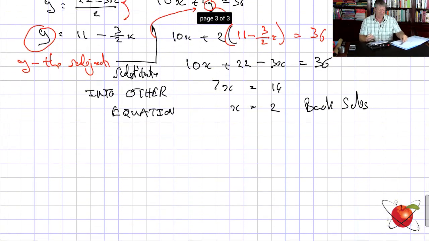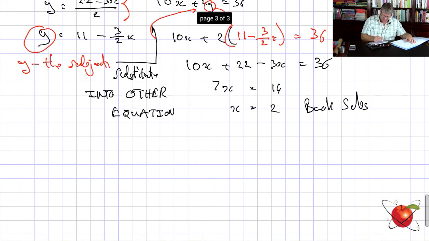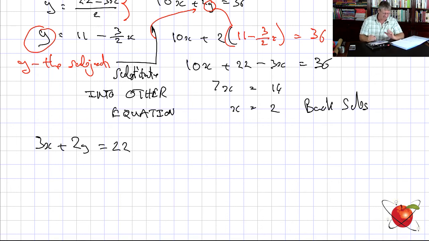Straightforward. This substitution method is very useful in equations we're going to do later on, right? Now, when you're doing a substitution, pick the equation that tries to keep away from fractions, okay? It's not always possible, but for example, if you had something like this, let us say we had our equations of 3x plus 2y equals 22, and the other one, 10x plus 2y equals 36.